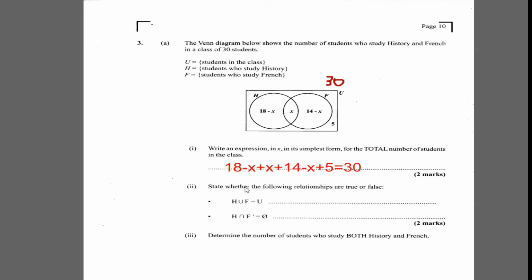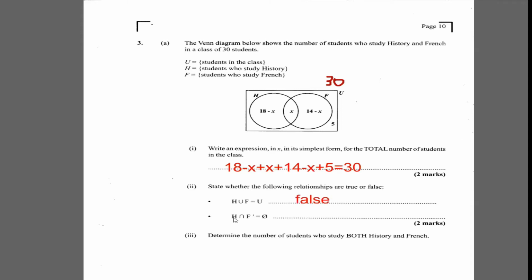Okay, it says state which of the following relations are true. It says H union F equals the universal set. Now H union F is not the whole universal set, so this is not true. This is definitely false. Why is it false? Because there are 5 students who don't do history or French, so that's false.